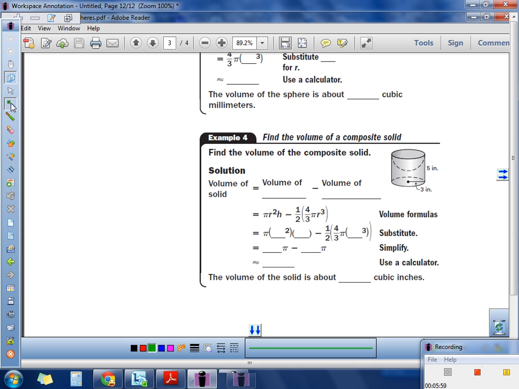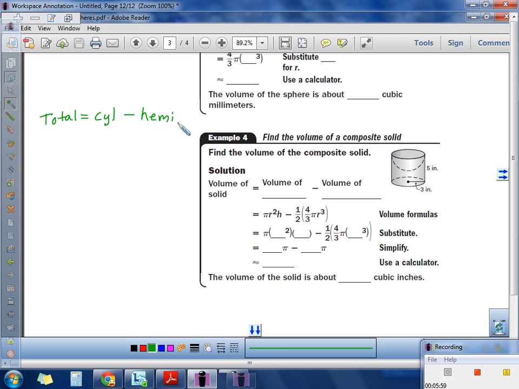It says find the volume of the composite solid. Remember, composites are when you're going to be adding or subtracting shapes. Since we're dealing with volumes, we're going to be adding or subtracting volumes. In this shape over here, they have a cylinder, and they cut out what shape? A hemisphere. So it's a cylinder minus a hemisphere. And sometimes it's good to write that out in words. Total will equal the cylinder minus the hemisphere.